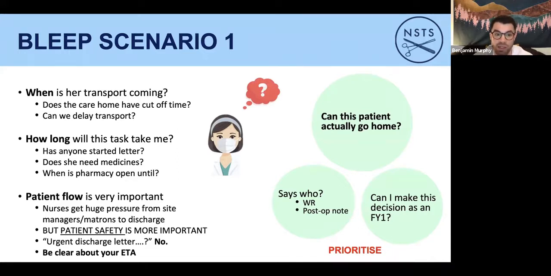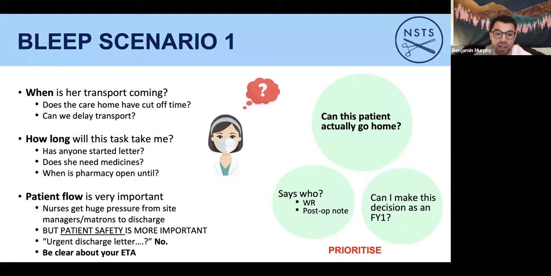And then how long is this letter going to take you? Has anyone started prepping the actual information? Has anyone started prepping the medicines that she's going to go home on? And the most important question, when is pharmacy open until? I.e., if this woman needs something important to go home with, like her VTE prophylaxis, are we going to be able to give it to her?